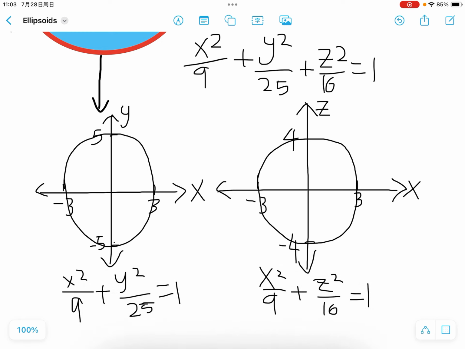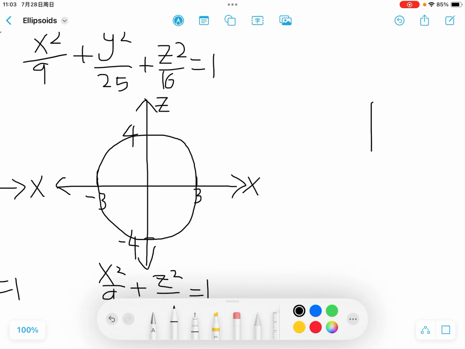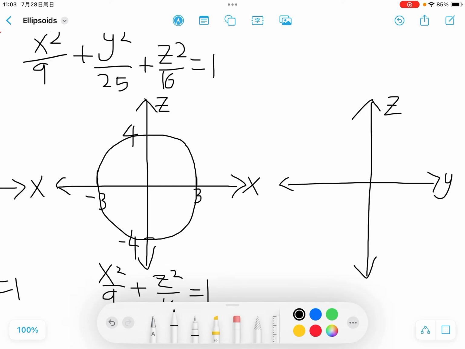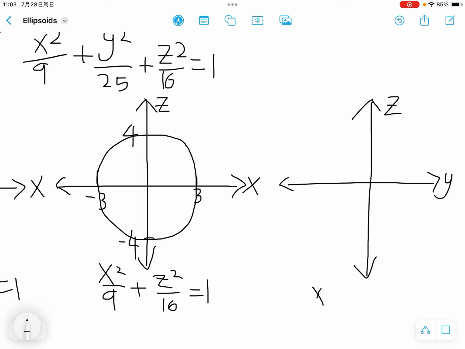So that's our ellipse. And then we also have the last trace here, which is the YZ trace. So the front view of our ellipsoid. So we have Z, and we also have Y. So here we set X is equal to 0. So we end up with Y squared over 25 plus Z squared over 16 equals 1.